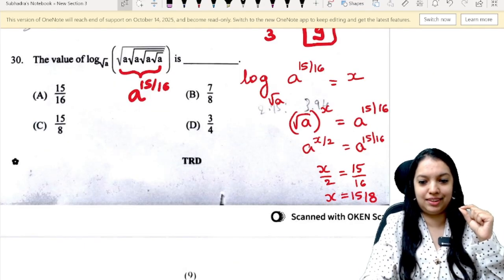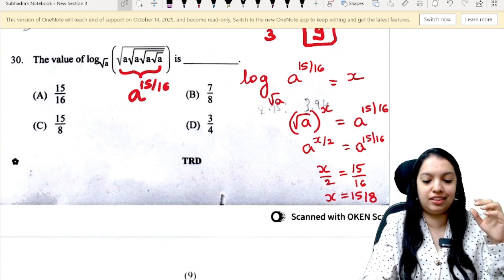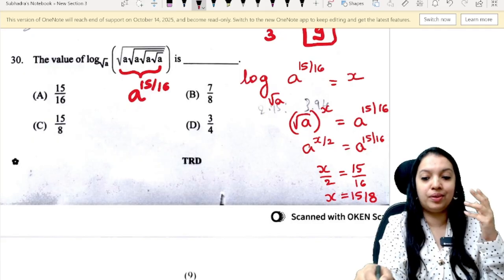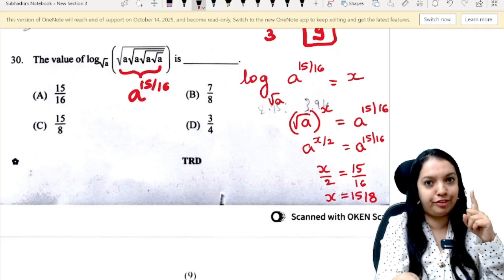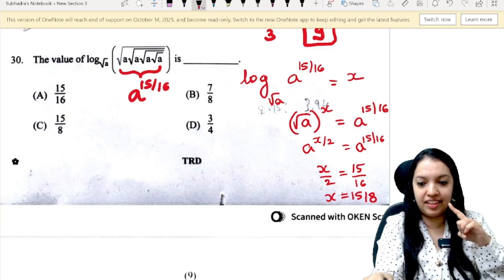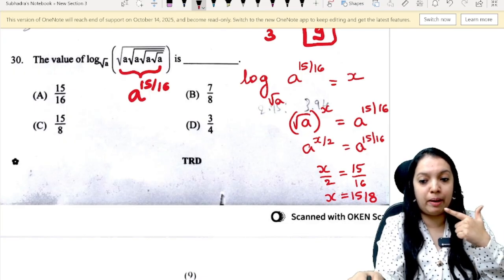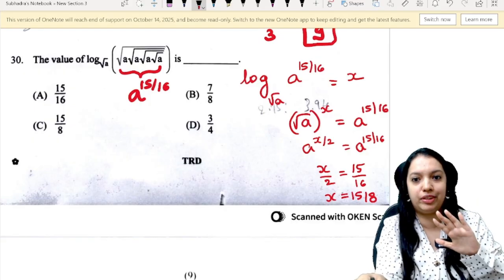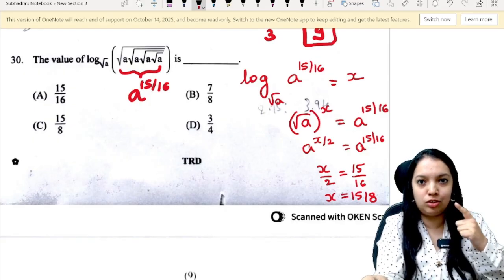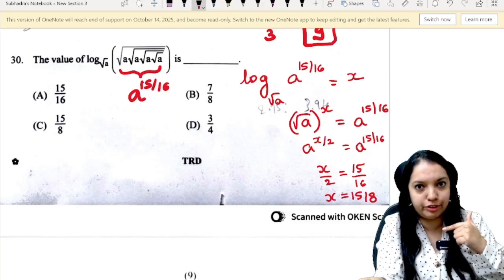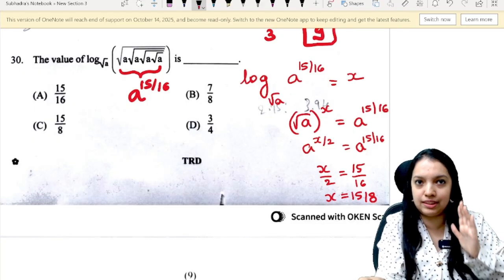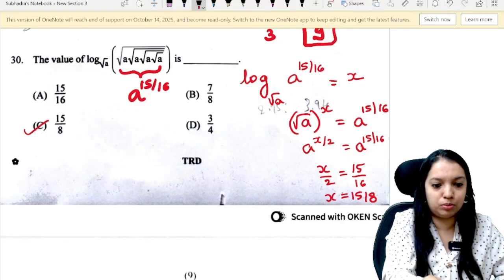I don't know where I picked this question from, but very interesting. Root of a of root of a of root of a of root of a. You can convert this as a to the power of 15 by 16. Now I'll rewrite that question. Root a power x is equal to a power 15 by 16. After this, it is very easy. What do you mean by square root? X divided by 2 is equal to 15 by 16, or x value is equal to 15 by 16 into 2, which is equal to 15 by 8. Correct option is option C.